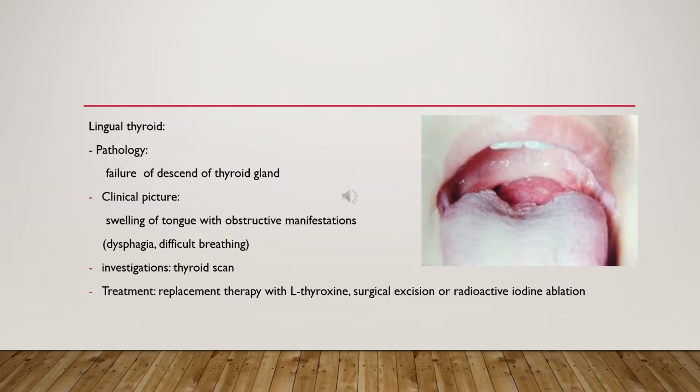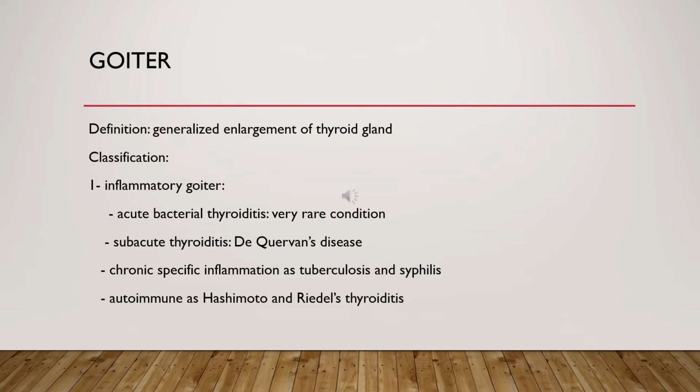Lingual thyroid: failure of descent of the gland, so it will occupy the back of the tongue. Clinical picture: swelling of the tongue with obstructive manifestations, either dysphagia or difficulty breathing. Investigation: thyroid scan. Treatment is by replacement therapy with L-thyroxine, surgical excision, or radioactive ablation. Goiter: it is a generalized enlargement of the thyroid gland.